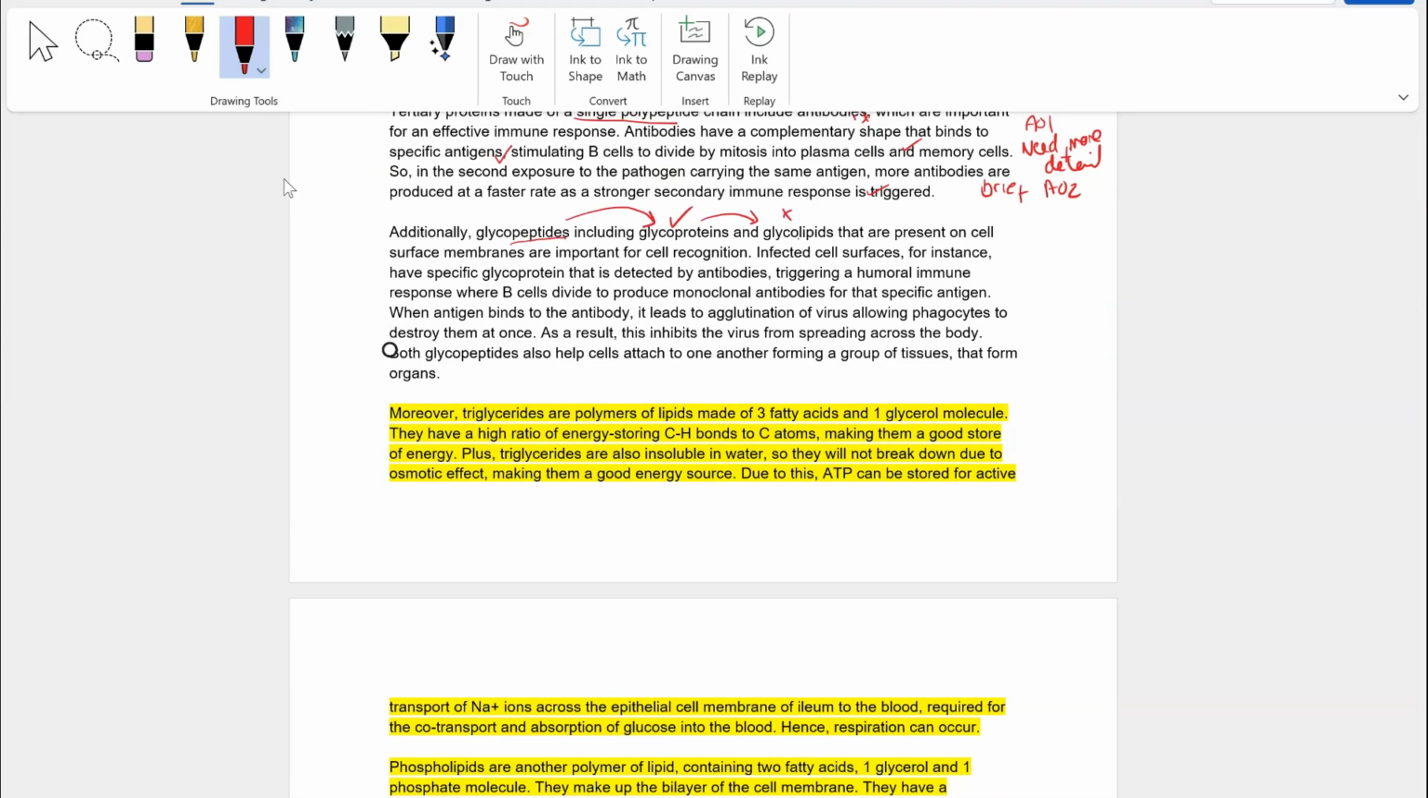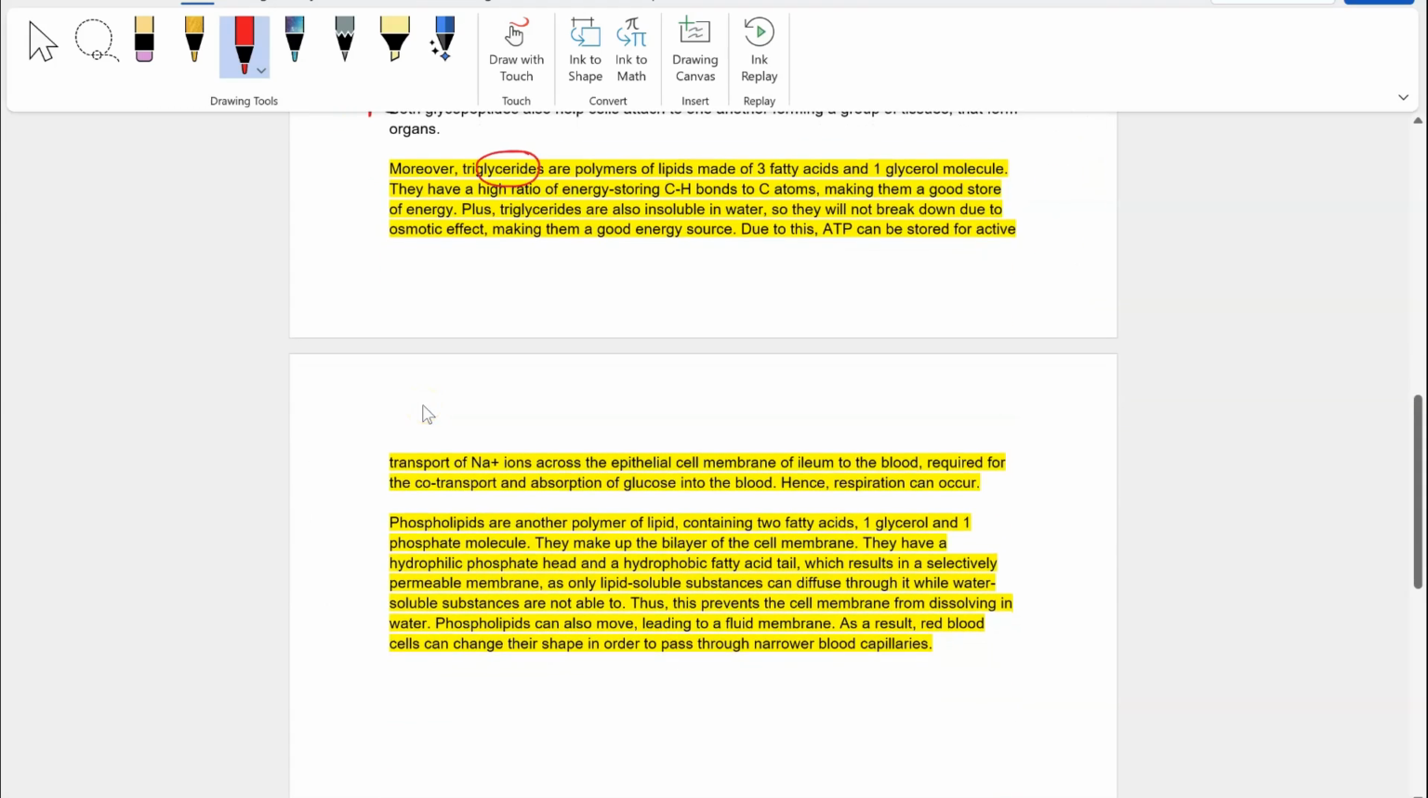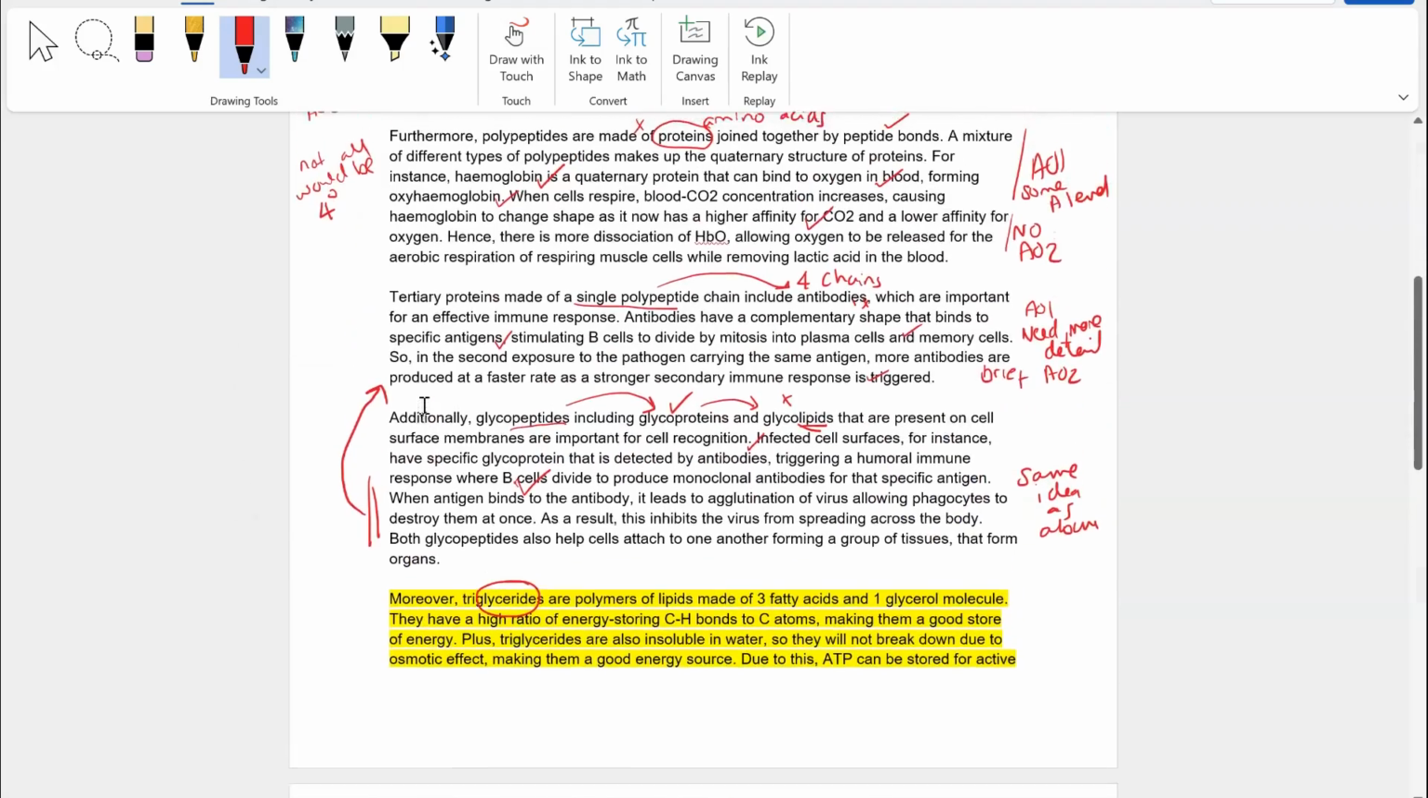We then have glycopeptides and glycoproteins and lipids, but I wasn't quite clear on what they meant by this, because they've said glycopeptides including glycoproteins and lipids, but they're two different molecules. So for that one, I was a little bit confused. The final one, unfortunately, triglycerides and phospholipids are not polymers. So I highlighted that in yellow. Those topics are irrelevant. They wouldn't get included.